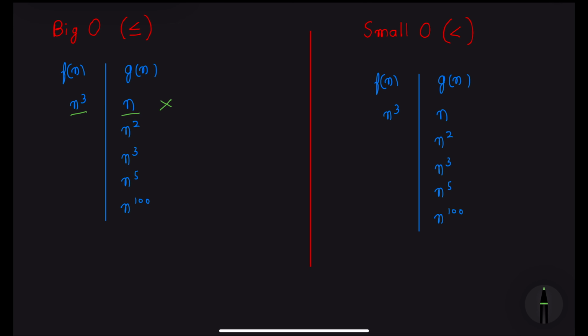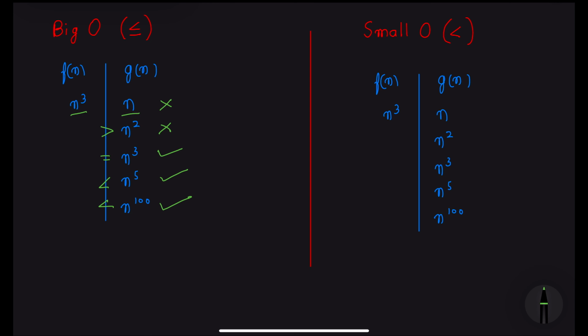Next we will compare n square. n square is also smaller than n cube, so it will not be big O. Next we have n cube. This is equal, so we can say this is big O. Next we have n to the power 5, which is greater than n cube, so this is big O. And next we have n raised to the power 100. This is also greater than n cube, so this is also big O.